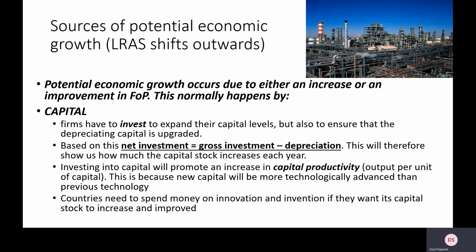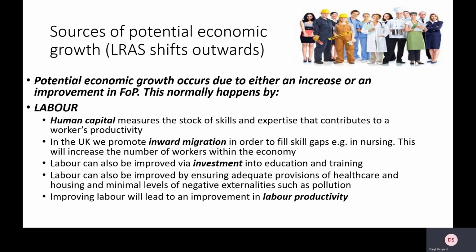Right, when we think about labour then, what we're trying to do here is to either increase the number of workers in the economy or to improve the quality of labour. So if we think about improving the quality of labour first of all, we often talk about human capital, which is the stock of skills and expertise that workers have in the economy. Now, if we're able to invest into upgrading skills and education of workers, making workers fitter and healthier through better access to healthcare and housing, then ultimately workers become more productive, and that would lead to an outward shift in the LRAS curve.